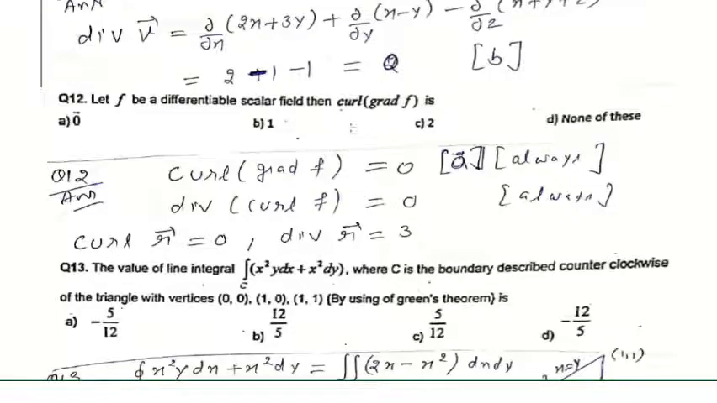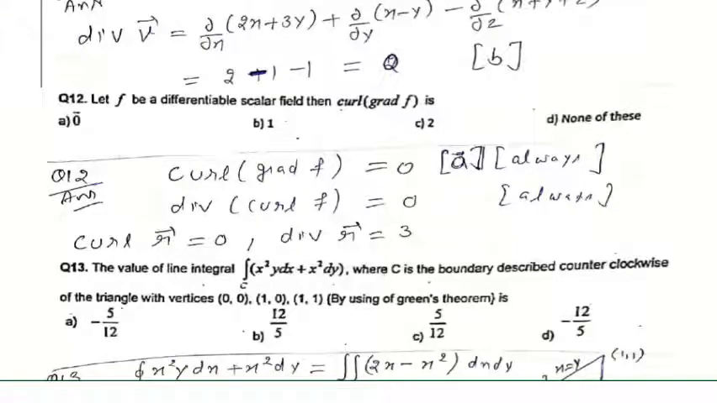So here what is asked? Curl of gradient f. Curl of gradient f is always 0. He can give you different values of f there, but if it is curl of grad f, it will always be 0. It is 0 for all the functions f. So here the answer is 0. A is the correct option.